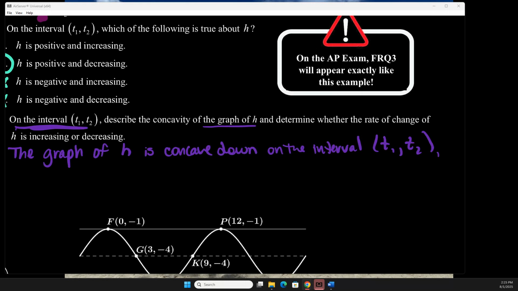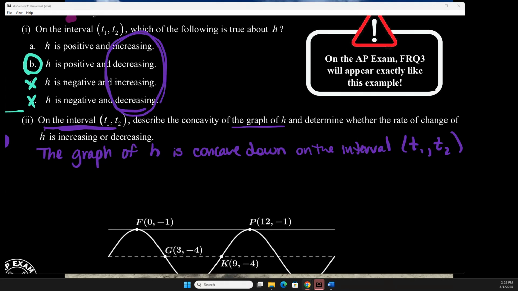Right? And then the second part of the question says to determine whether the rate of change is increasing or decreasing. What you chose up here has absolutely nothing to do with what we're about to choose. They could match, they could not match. They're not related at all. So what matters is what you write here. If you say that in this interval, h is concave down, what does the rate of change have to be doing? Decreasing.